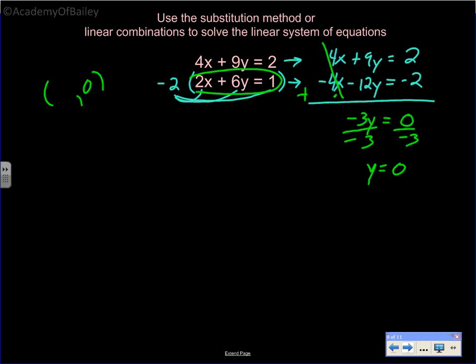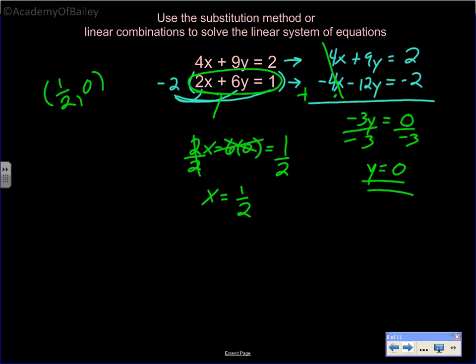We'll just go ahead and use this bottom equation again. So 2x plus 6y. What did we just figure out y was? 0 is equal to 1. And we know negative 6 times 0 is 0. So we have 2x equals 1. Divide both sides by 2. x is equal to 1/2. And this is the point in which those two lines will intersect.